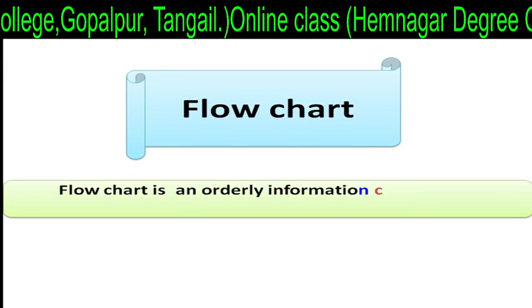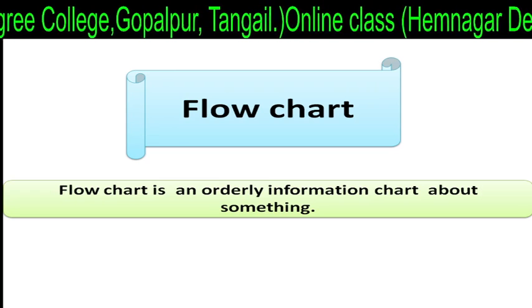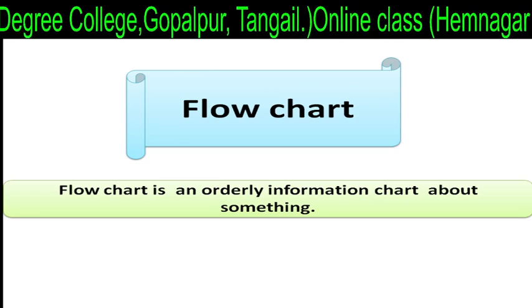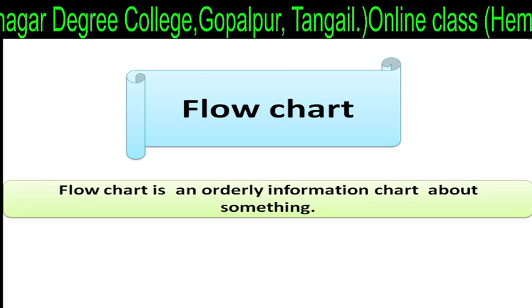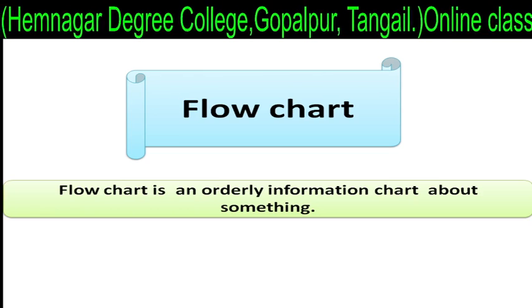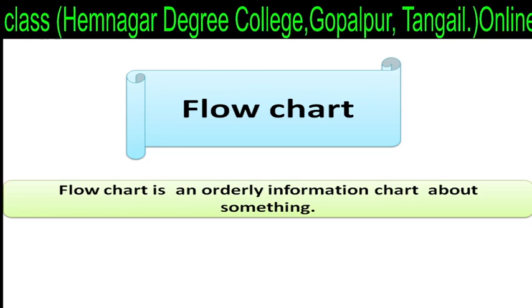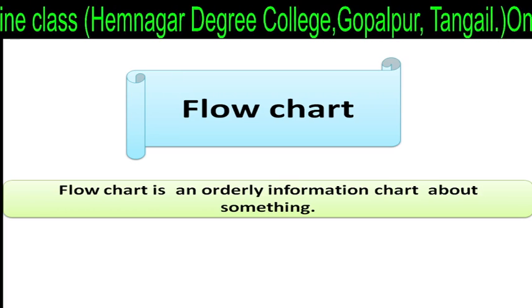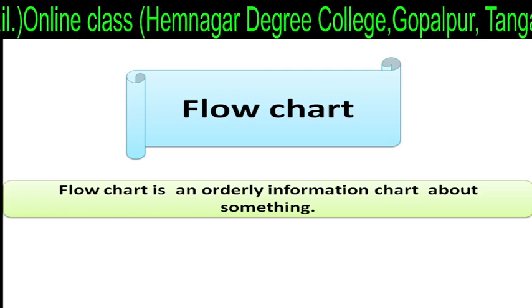Today I am going to start a new lesson from your English for Today book. This flowchart is set in question paper, question number 2. Flowchart. Flowchart refers to an orderly information chart about something.